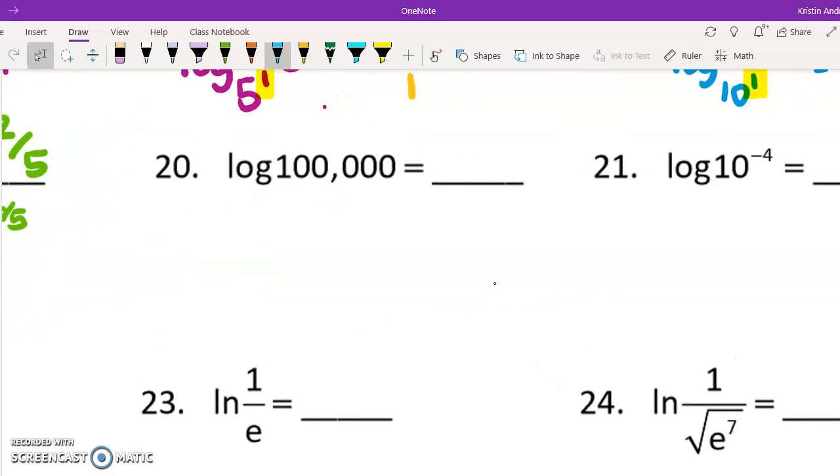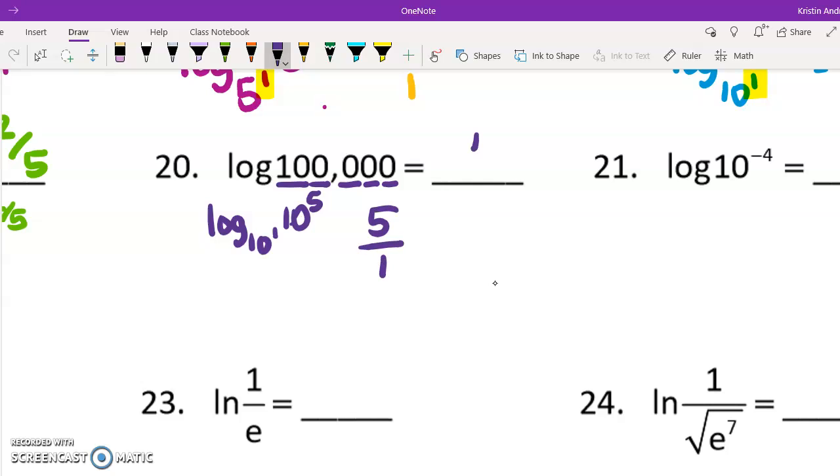Okay, 20. Again, there's no base number. Since it says the word log, that's a log base 10. Is 100,000 a base 10? Yes. That's 10 to what power? Well, this would be 10 to the first, second, third, fourth, fifth. A shortcut you can do for these ones that are base 10 or a power of 10 is you just count the zeros and that's the power. So this is 10 to the first down here. This is 10 to the fifth. And so we'll do 5 divided by 1 is 5.